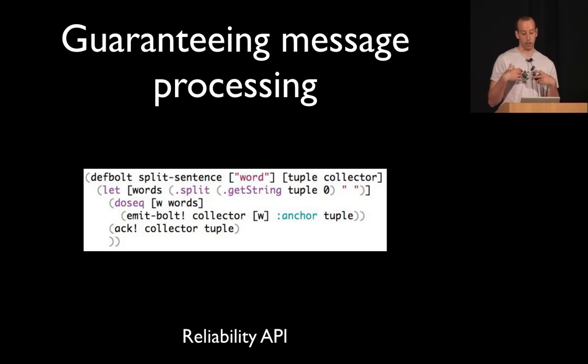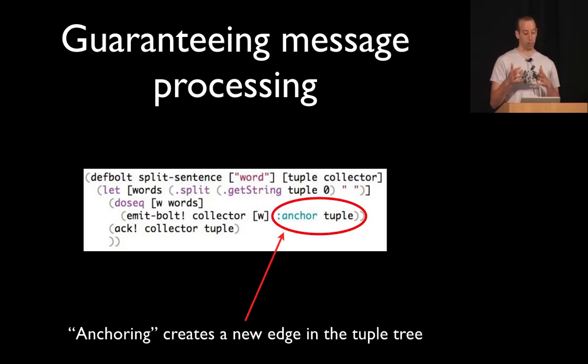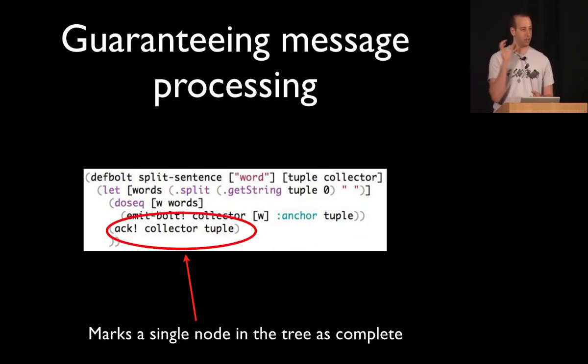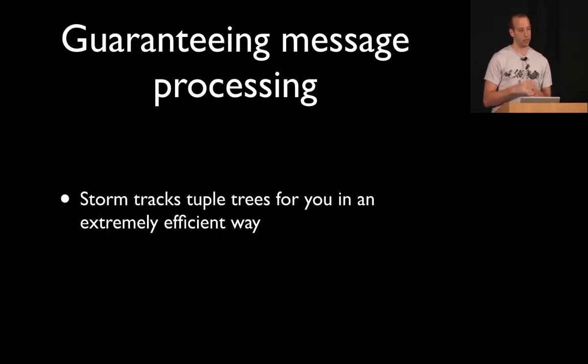So there's a little bit of work you need to do to take advantage of this reliability API, but it's pretty simple. The first thing you need to do is tell Storm whenever you're creating a new edge in that tuple tree. This is called anchoring. So here's that split sentence bolt I showed before. When we emit a new word tuple, we anchor it to that input sentence tuple. So that creates a new edge in the tree. And then you tell Storm whenever you're done with a single node in the tuple tree. You do that by calling this ack function, which marks it as complete. And Storm does the rest of tracking the tuple tree and determining when it's complete, and then sending an appropriate message to the spout to tell it you're now done with that tuple and can get rid of it.